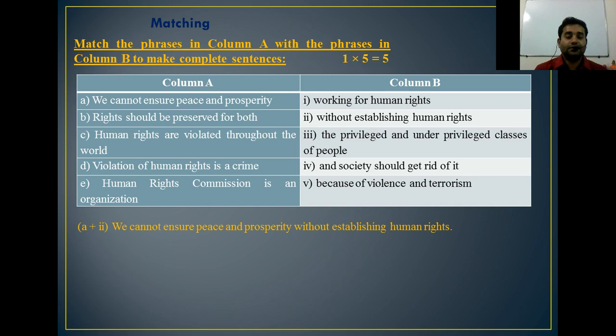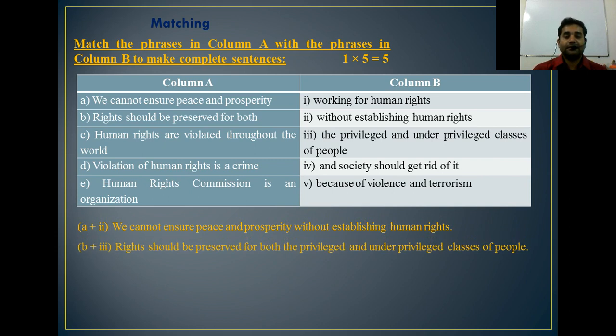So you will write down A plus 2 in a bracket at first and then write down the sentence in a full form. Don't use any kind of hyphen or plus sign or dash sign in the middle of these 2 phrases. Okay? If you write down that thing, that will not be a sentence. So you may get minus mark. So write down the answer with the full form of the sentence. So we cannot ensure peace and prosperity without establishing human rights.